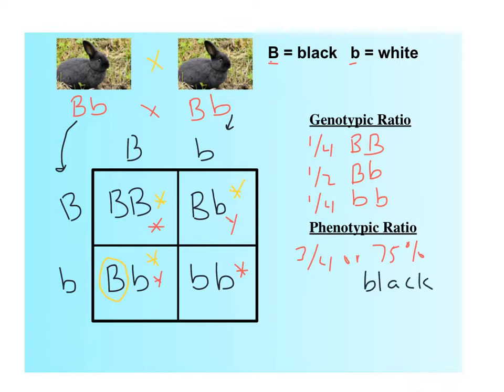So that leaves us this little box over here on the bottom right, little b, little b. So that would be 1 out of 4, or 25%, are going to be white. Now remember, this is just on average. It doesn't mean if these two guys had 4 little bunnies, they couldn't all be white. The odds are against it, but they could all be black, they could all be white, it could be 50-50. But on average, 75% will be black, 25% will be white.